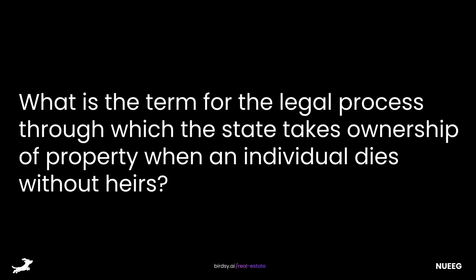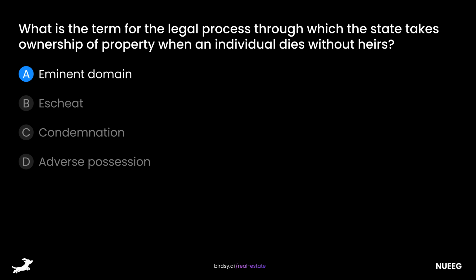What is the term for the legal process through which the state takes ownership of property when an individual dies without heirs? Is it A. Eminent domain, B. Escheat, C. Condemnation, or D. Adverse possession? The answer is B. Escheat.